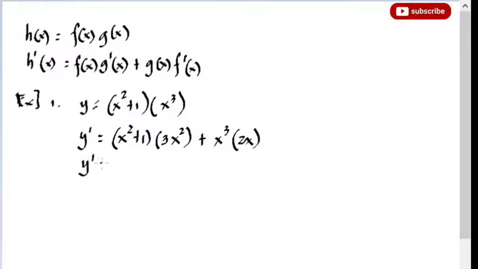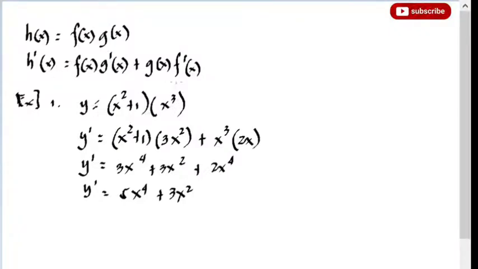Then let's simplify. So y prime is equal to what? Multiply natin to. So that is 3x to the fourth, okay, plus 3x squared plus, what's this? 2x to the fourth. So we simplify it further. That is 5x to the fourth plus 3x squared. So ito na yung kanyang derivative.